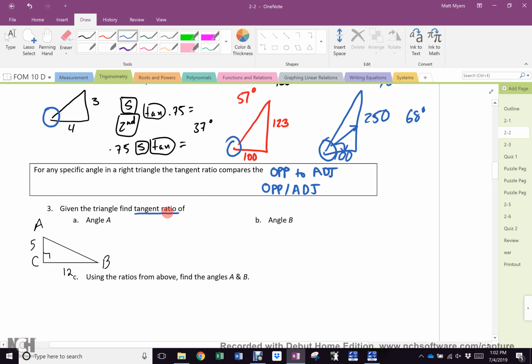I want the tangent for angle A. Tangent is opposite over adjacent. Where is angle A? In this triangle right here. Is it the top, the bottom, or the one on the right? Look how it's labeled. Is it the green, the pink, or the blue? Which is angle A? There's no trick here. It's the green one. Which means this is where I am sitting.